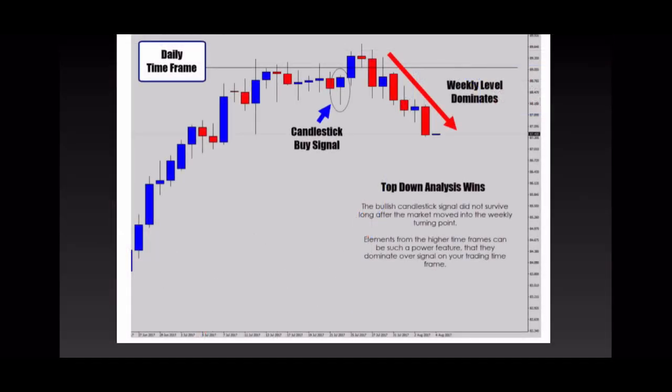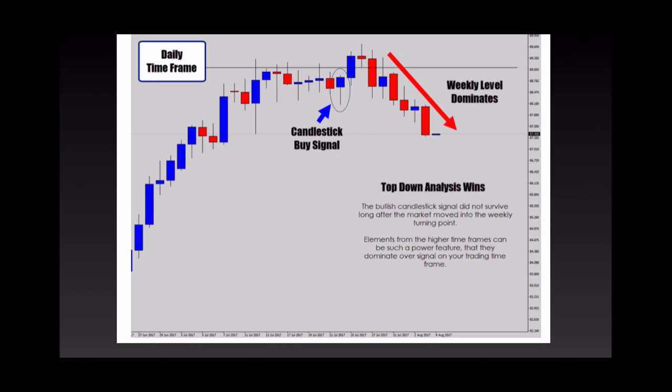Analysis works. The pin bar candlestick signal didn't work because the weekly resistance level was a powerful turning point that reversed the market direction. If you want to trade price action based on one time frame, I highly recommend you stop trading because you will just end up losing your entire trading account. You will never become a successful trader. Trading counter trends is very profitable as well, but without the top-down analysis, you will definitely be putting yourself in trouble.